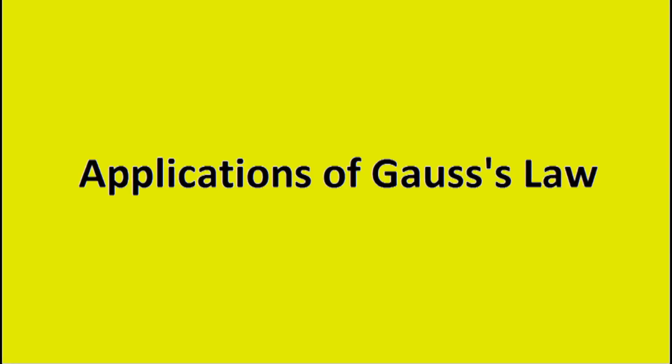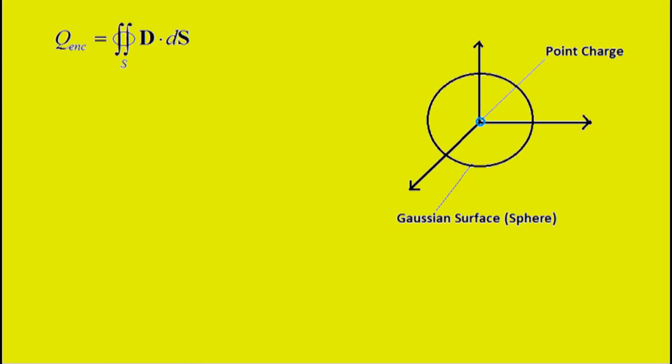In this video, we're going to do some examples using Gauss's law. You'll come to see that Gauss's law can greatly simplify problems in electrostatics. Usually in order to do so, however, the problem must have some sort of symmetry. So let's start out with a point charge.